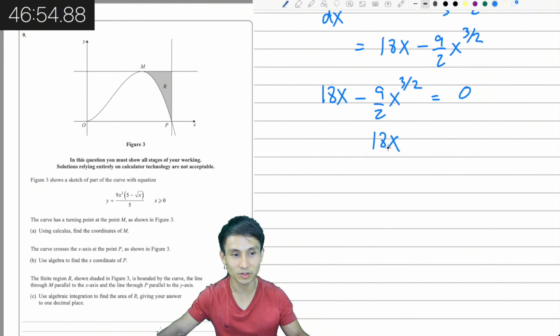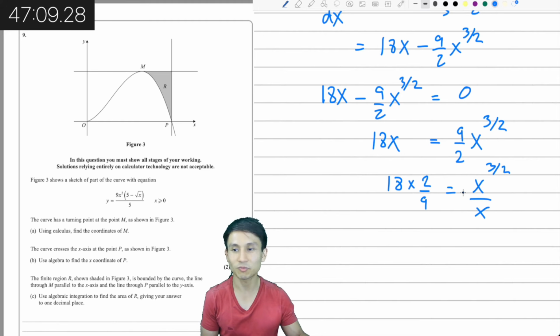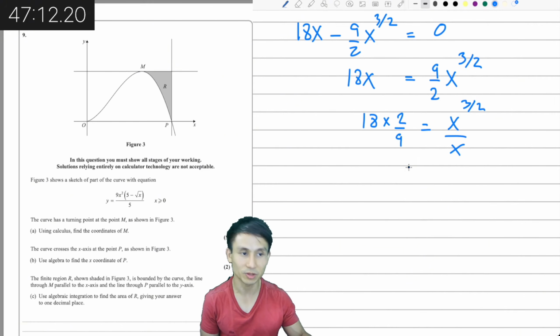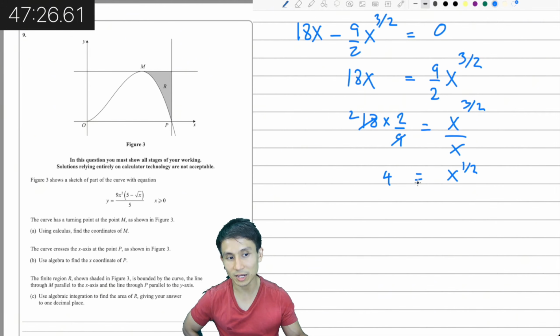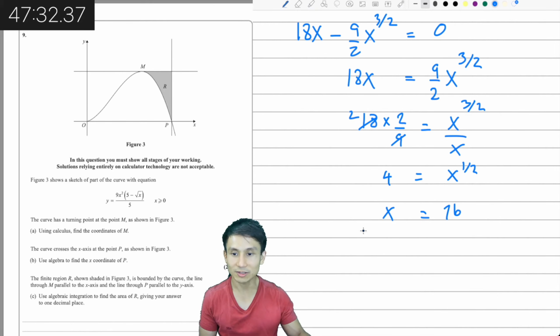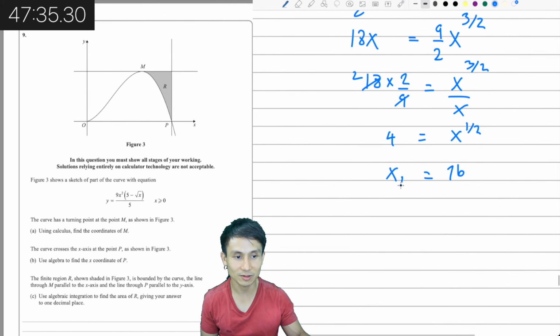But we can also do this. Move the other term to the other side. And so you have 18 times 2 over 9 equals x to the 3 over 2 divided by x. Just separate the variables from the number. Okay, I'm happy with that. So 9 cancels with that, so we get 4 equals x to the power of 1/2, because this is 1 subtracting 3 over 2. If square root x is 4, then x alone is 16. Just square both sides. If x is 16, this is the x coordinate of M.